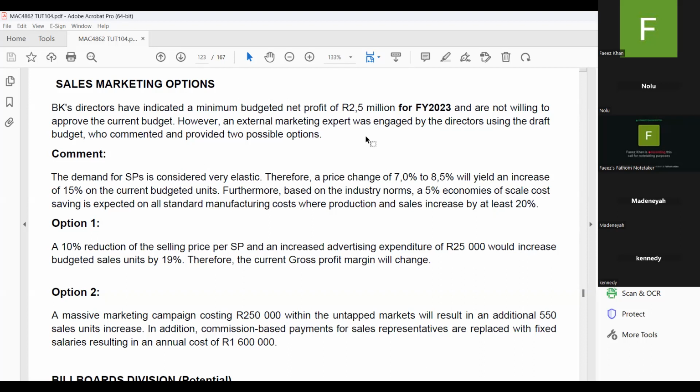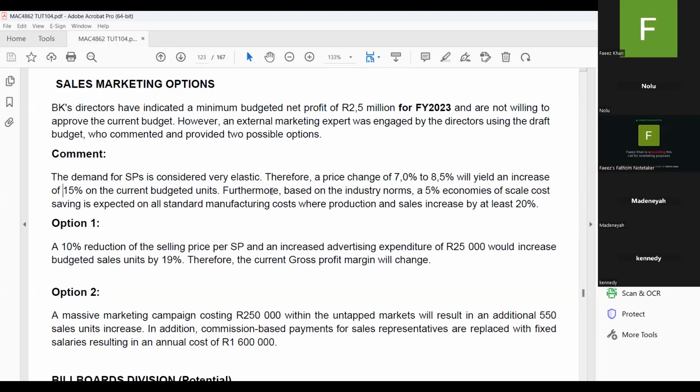So he's saying if the price changes by 7 to 8.5%, this will increase the units by 15%. So I'm assuming if we decrease the price between 7 to 8.5%, then that means our units will increase by 15%.